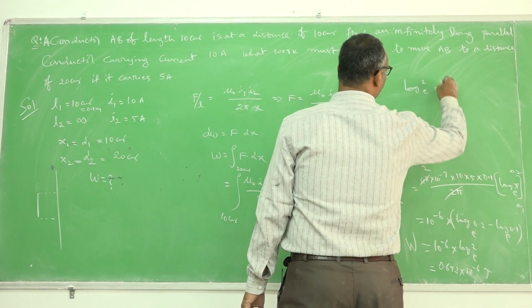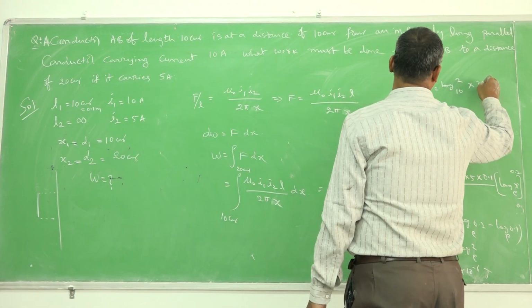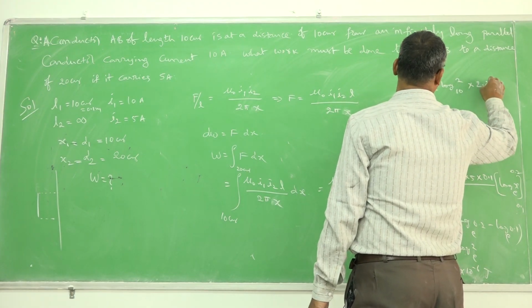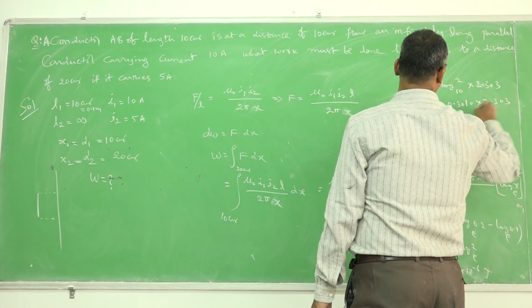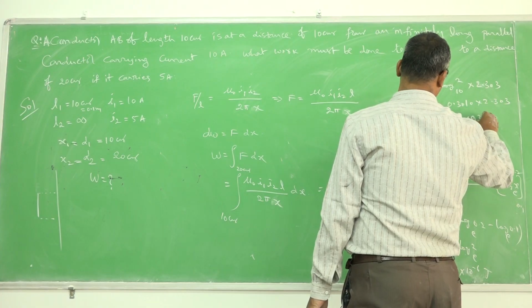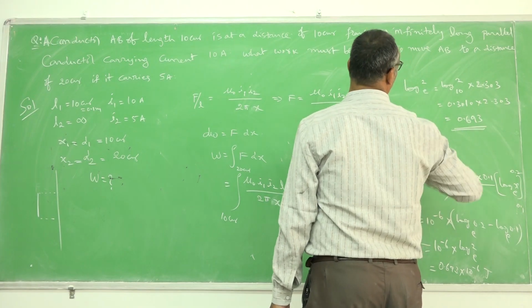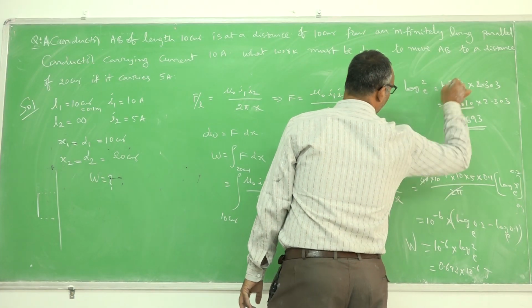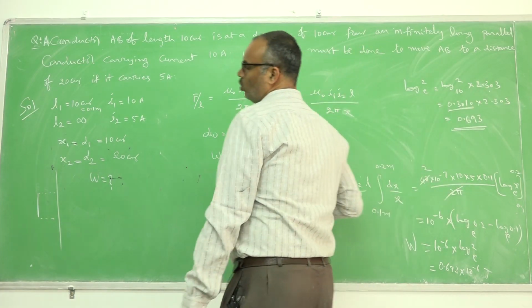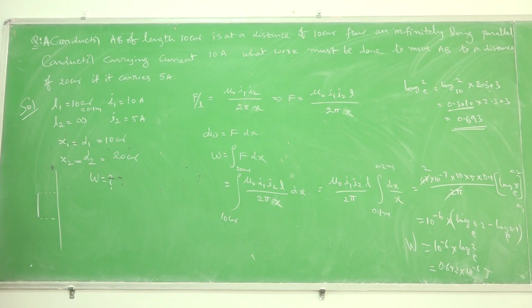Log 2 to the base e means log 2 to the base 10 into 2.303, that is 0.3010 into 2.303, which is 0.693. In so many problems, you will come across the log 2 to the base e value. Log 2 to the base 10 value is 0.3010. Whenever you want to convert log 2 to the base 10 into log 2 to the base e, you should multiply with 2.3026 or simply 2.303. So the answer is 0.693 into 10 power minus 6 joules. Very, very simple.